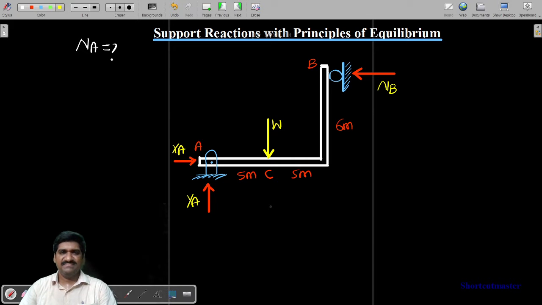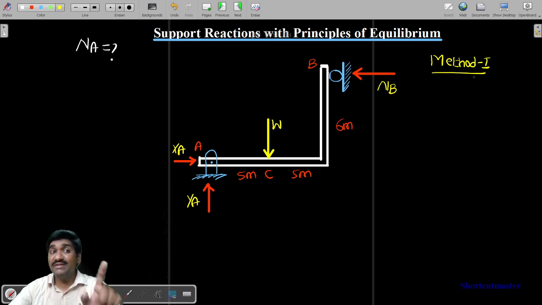This is the picture. Now, my objective, as I told you, is to calculate the support reactions at point A only. Here we have XA, YA, because a hinge can provide two reactions. Let us go for method number one, the general method. For the shortcut method, you have to wait for one minute. Don't miss the video. Watch the video completely, then you can have a good advantage for sure. I'm writing the equations of equilibrium, that is, summation of Fx is equal to 0.